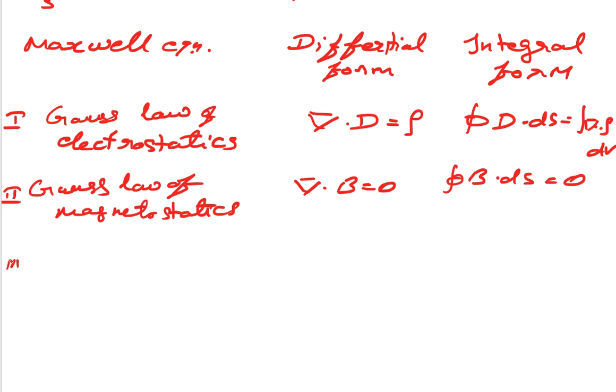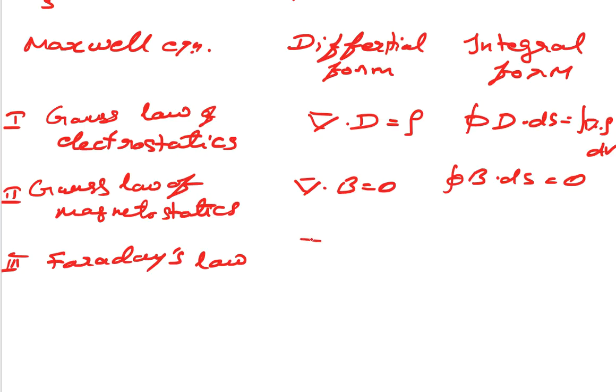And the third law from Faraday's law. Remember this, sometimes they will ask the question directly, like derive Maxwell's equation from electrostatics, or Maxwell's equation from magnetostatics, instead of mentioning first equation, second equation. So remember which equation is derived from which basic law. So the third equation is from Faraday's law.